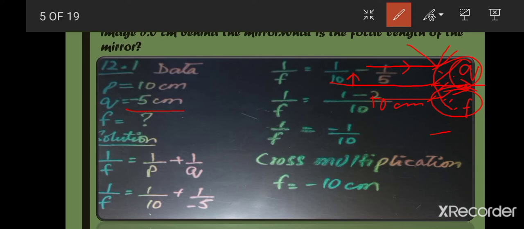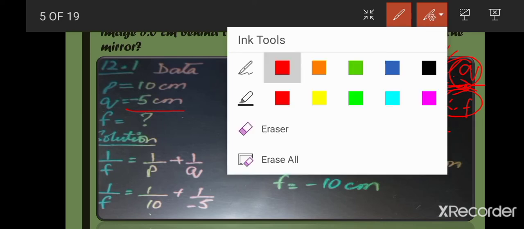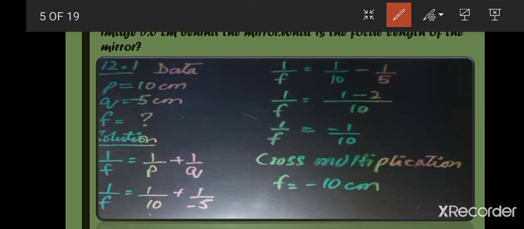so what we can say is that the image is present on the same side as the object. If the image lies on the same side of the object, then it will be taken as positive, and if it is present behind the mirror, it will be taken as negative. So is the case with this convex mirror. So let's start the solution.